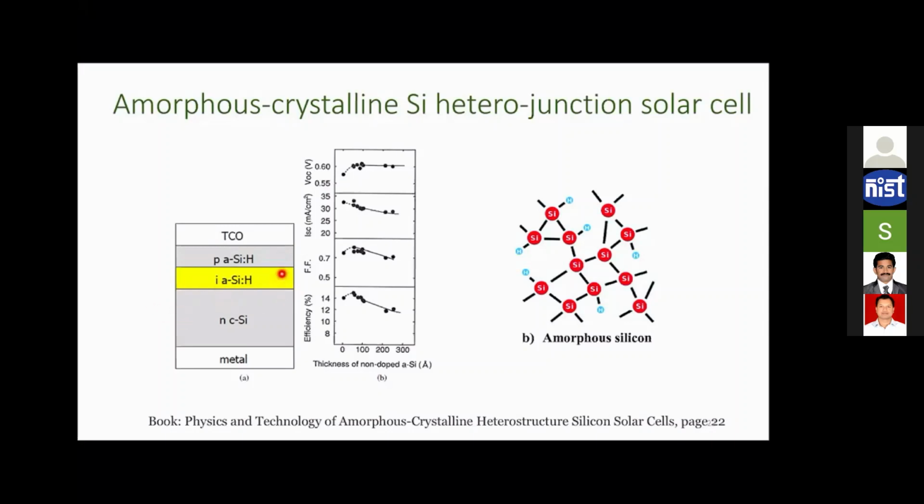Once they incorporated this intrinsic amorphous silicon, there's a huge boost in efficiency. You can see the efficiency has gone from 12% in the previous case to more than 15% here. Just by insertion of a very thin intrinsic amorphous silicon, the overall efficiency rises to more than 15%. And this efficiency benefit comes from the increase in the open circuit voltage, as desired in a heterojunction solar cell.